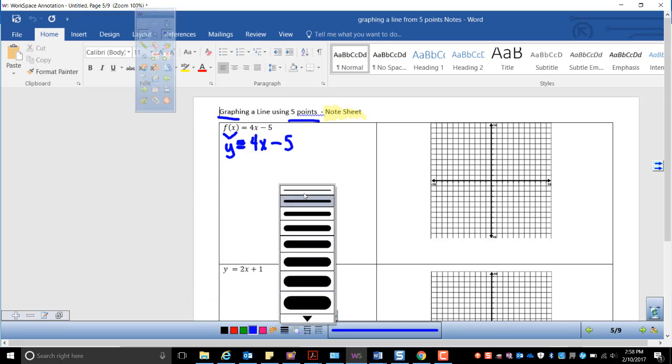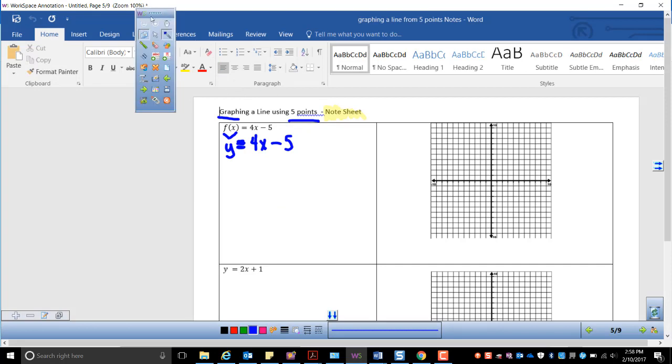Now in order to graph using a table and 5 points, the first thing you're going to do is make a table. On this side you have x, and on this side you have y. And we're going to pick 5 points. The 5 points that we're most likely going to use are -2, -1, 0, 1, 2. We're going to use those for now. Sometimes we change it, but for right now, let's just use those. And then to get your answer, or your y, we picked these 5 points.